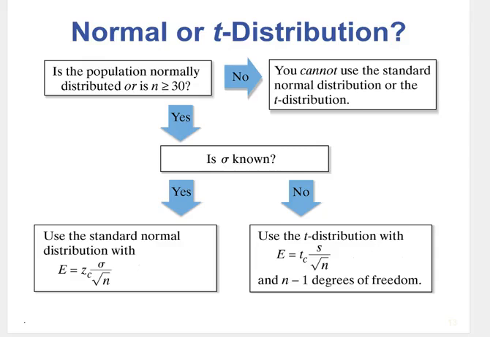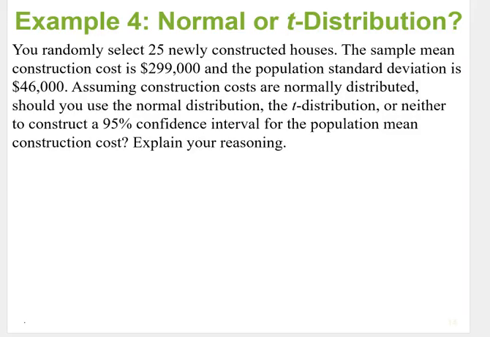All right, so it's not complicated. So let's test and see if you can figure this out. All right, so you randomly select 25 newly constructed homes. The sample mean construction cost is $299,000 and the population standard deviation is 46,000. Assuming construction costs are normally distributed, should you use the normal, the T, or neither to construct this 95% confidence interval? So first question you have to ask yourself from that flow chart is, is it normally distributed, or is your n greater than or equal to 30? And they told you right here that it is normally distributed. Costs are normally distributed. So that is good.